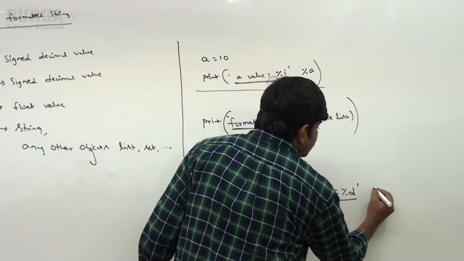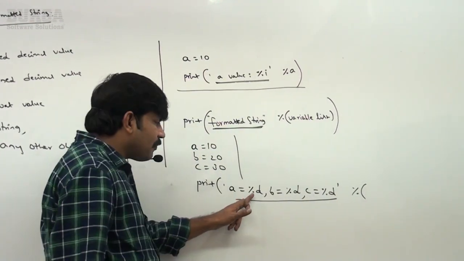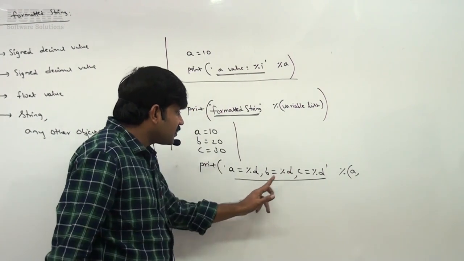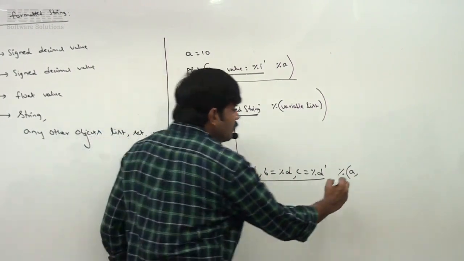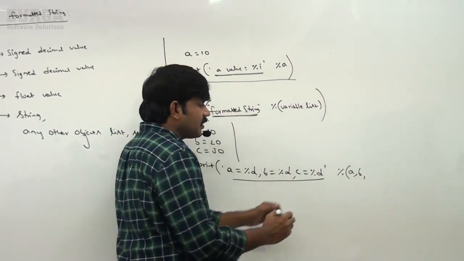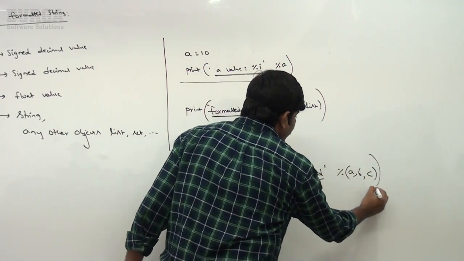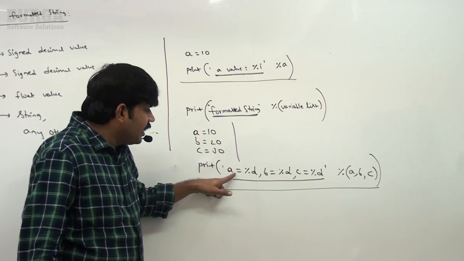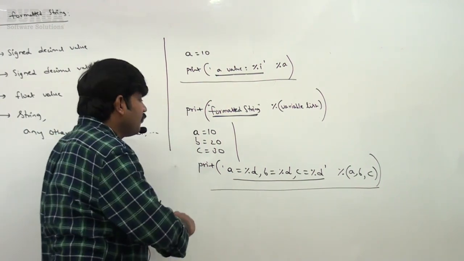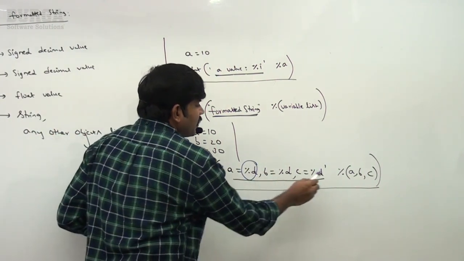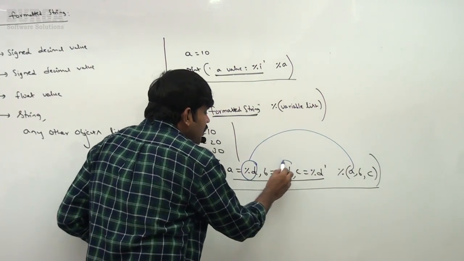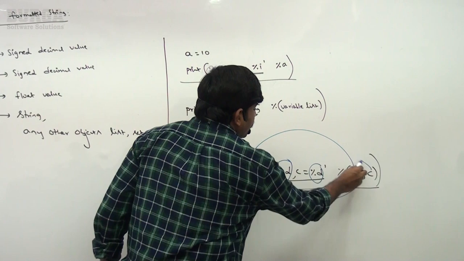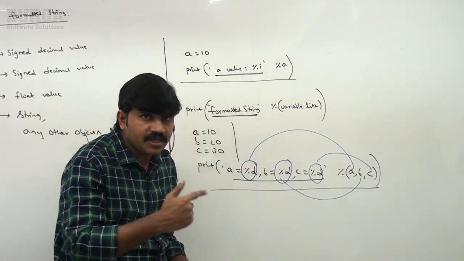Now, sir, the first %d is replaced with the A value, the second %d replaced with the B value, the third %d replaced with the C value. That's all. Multiple things: this percentage symbol, %d, will be replaced with the A value. This %d replaced with the B value. This %d replaced with the C value. I hope it's clear, right?